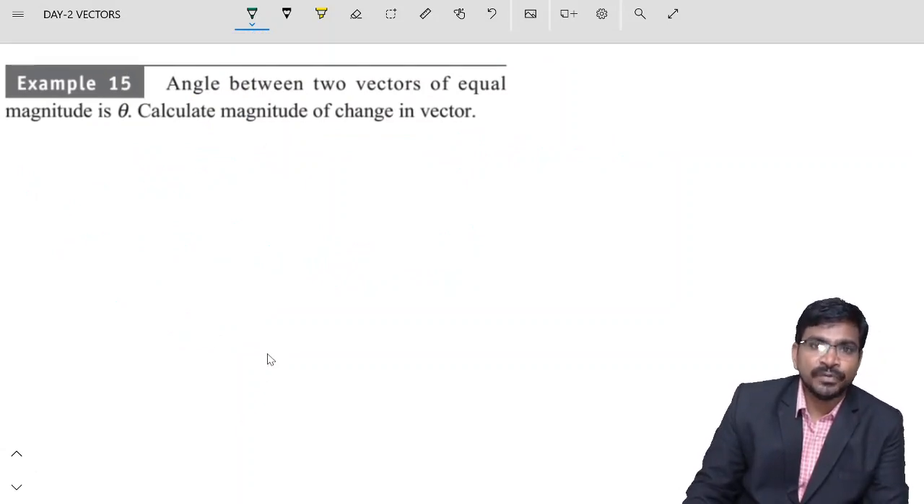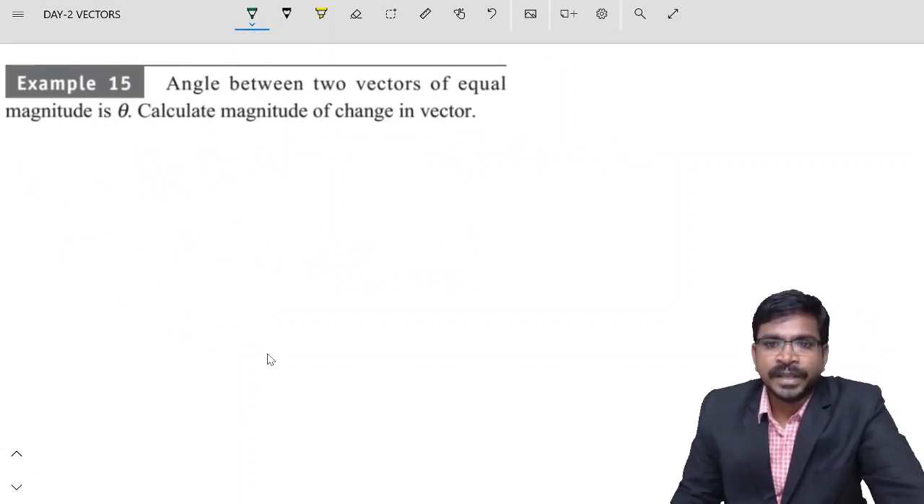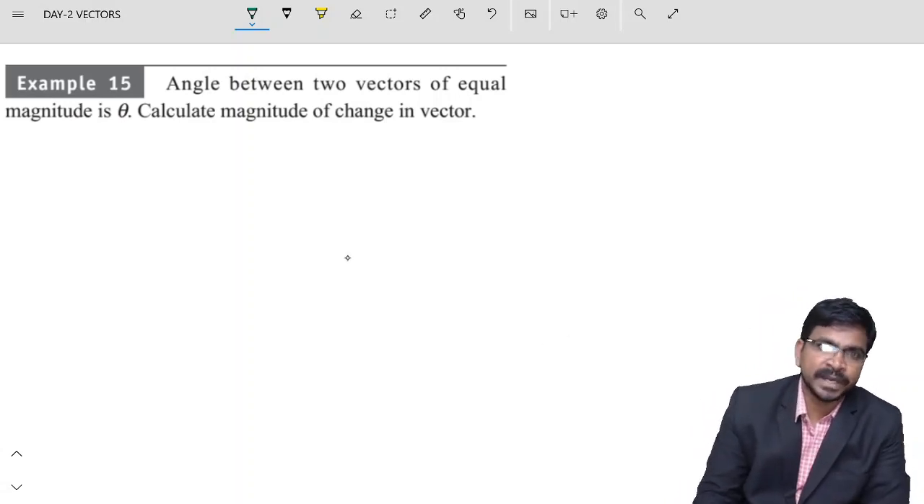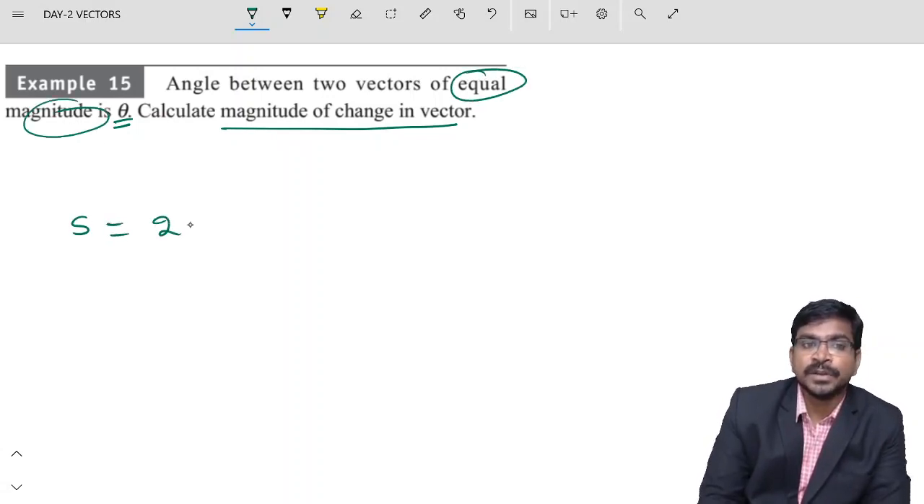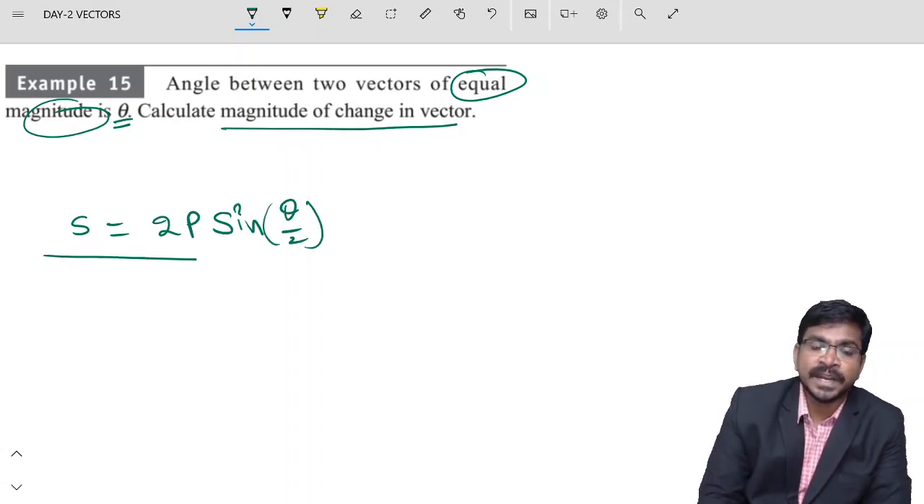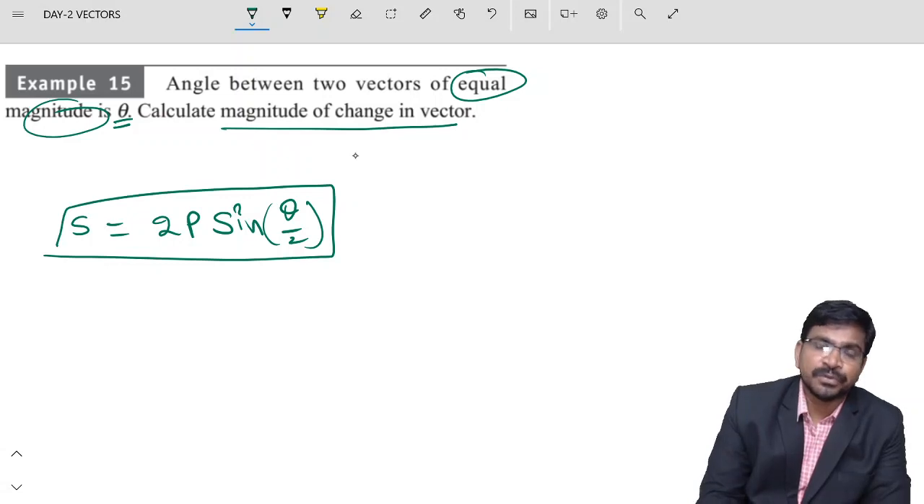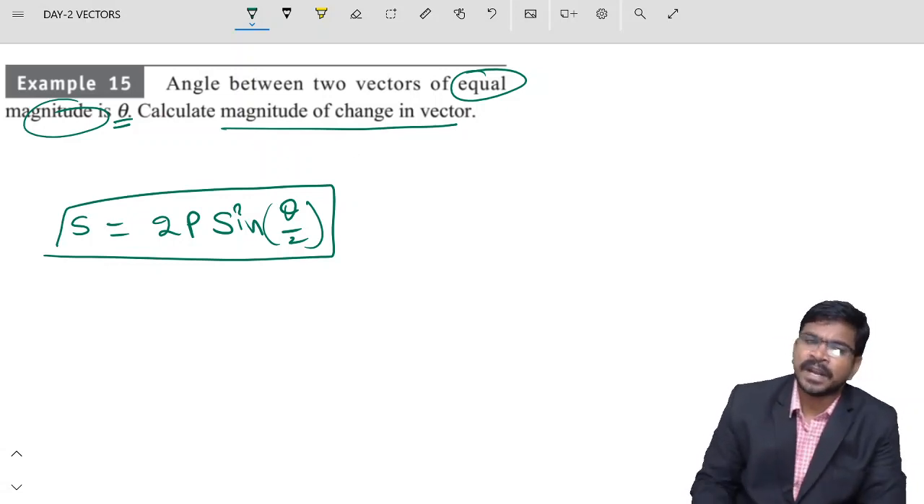Angle between two vectors of equal magnitude theta. Then the magnitude of change in vector, already we discussed this one. In the case of equal vectors and subtraction, S is given as 2p sine theta by 2. It is a JEE subjective question, so it has been given as a derivation part. No need to do the derivation. Directly you can remember 2p sine theta by 2.